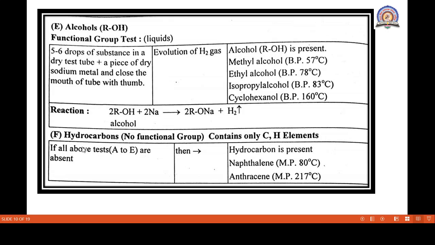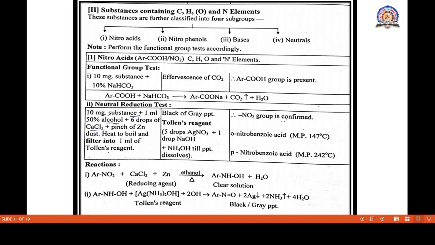Then hydrocarbons: if the above tests A to E are absent, then hydrocarbons are present. Naphthalene and anthracene are hydrocarbons. Again, by taking the melting point, we conclude which type of hydrocarbon it is. Okay, so in this way we find out the substance containing CHO elements only. Then the second is the substance containing CHO and N elements.